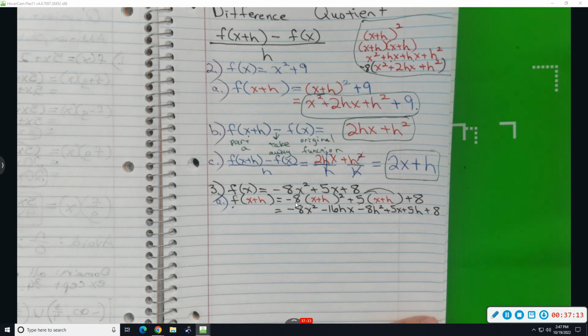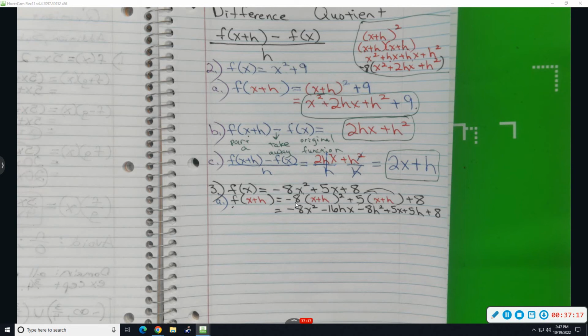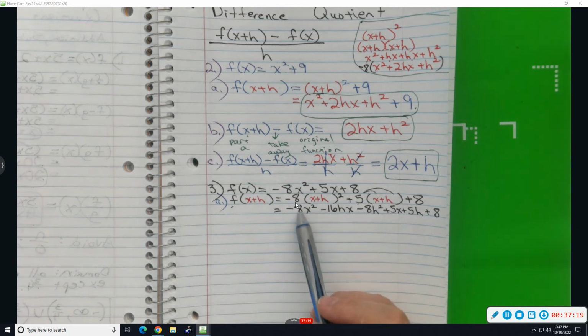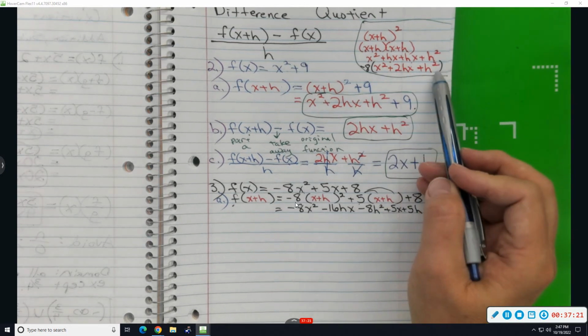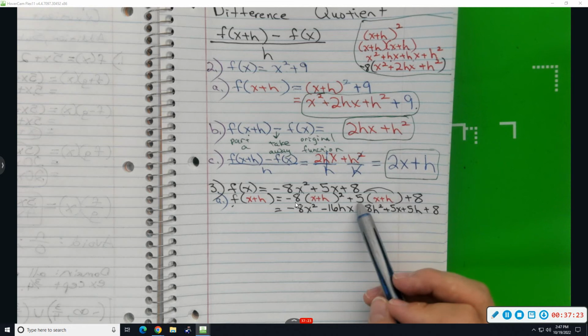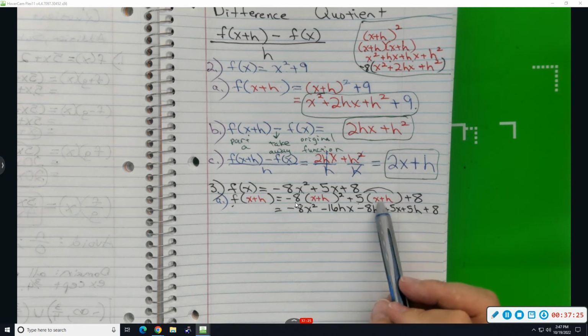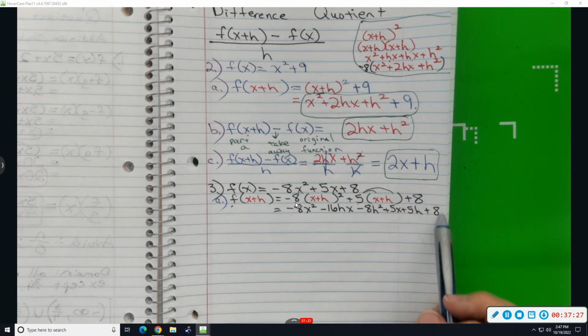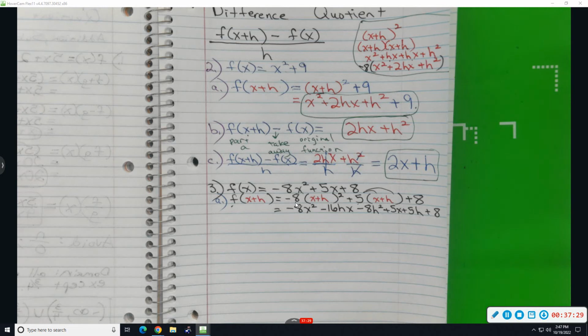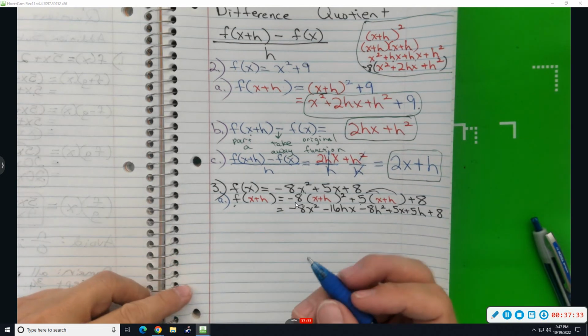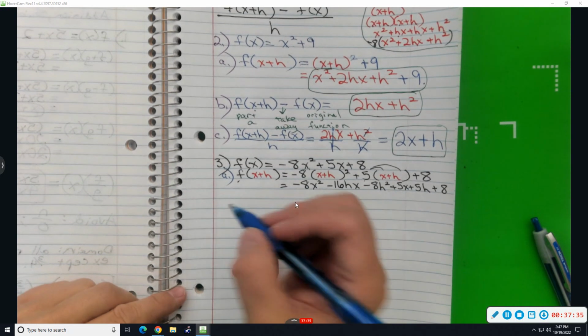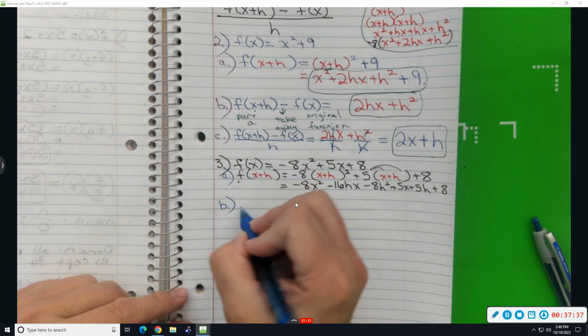Any questions on my logic there? We distributed the negative 8 over the x plus h squared. We had to distribute the positive 5 over the x plus h, and we still had that plus 8 stuck on. That's the longest part of the problem. If you understand what they're asking for, now we're ready for part B.